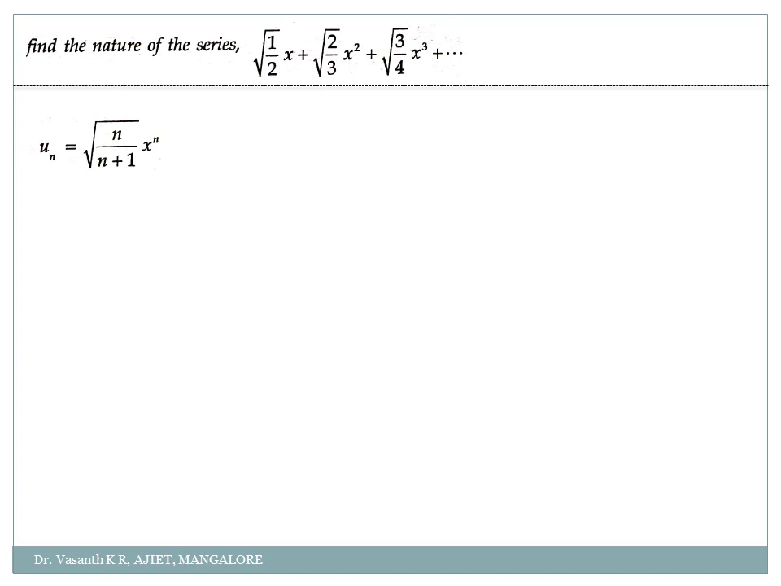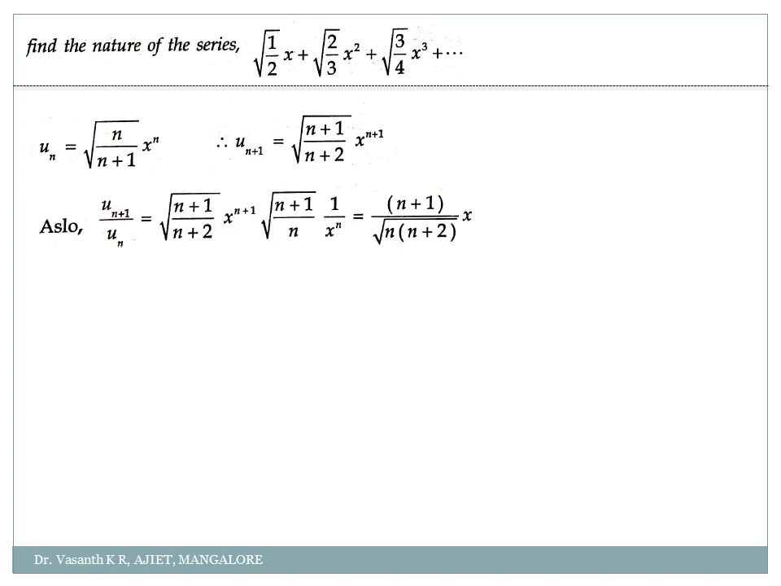Okay. So here I have the last problem in this D'Alembert root test. Find the nature of the series root of 1 by 2 into x plus root of 2 by 3 into x square plus root of 3 by 4 into x cube plus so on. How to write the nth term? Is it not easy? Numerator it is n, denominator it is n plus 1. So it is simply root of n divided by n plus 1 into x power n. Okay. So my un plus 1 will be root of n plus 1 divided by n plus 2 into x to the power n plus 1. Now divide it.